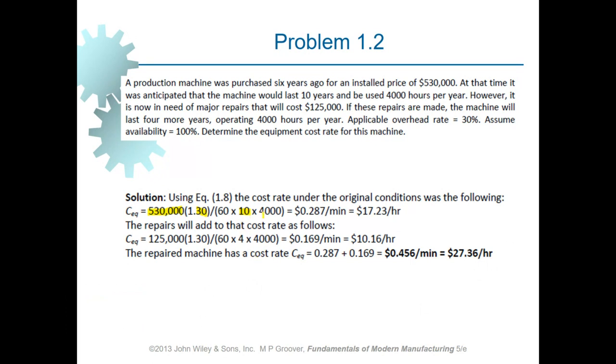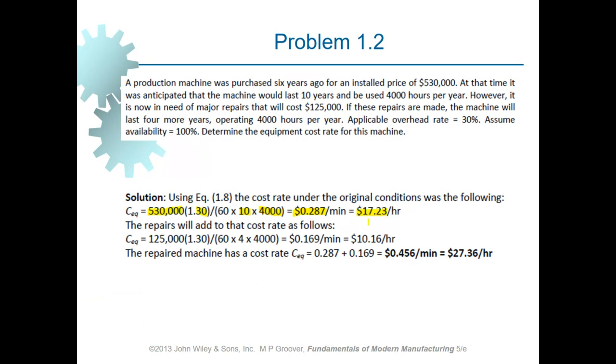It will be working for 10 years, and each year there are 4,000 working hours. So you substitute all this, and it gives us an equipment cost rate of this much per minute or this much per hour. And then we just have it computed.